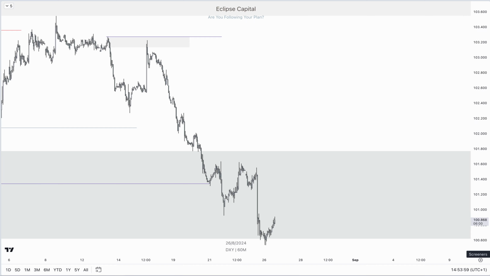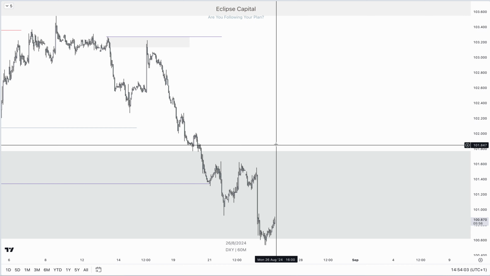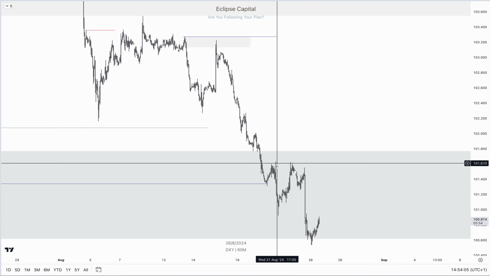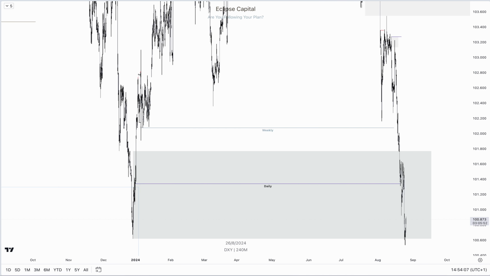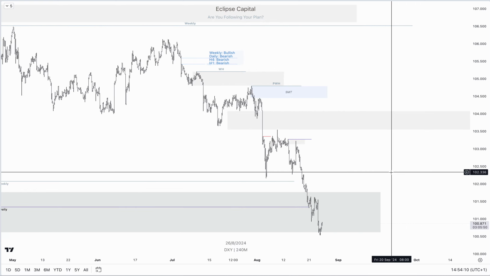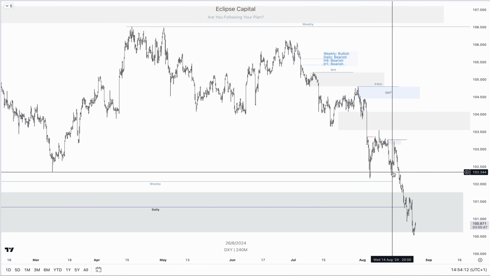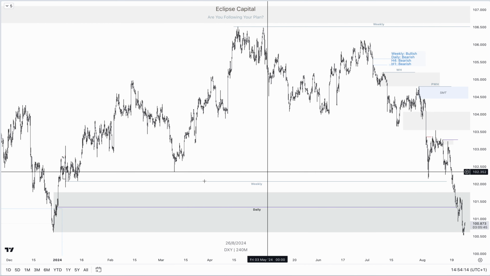So without wasting too much time, let's get on to the DXY. Now, last week, what we analyzed was that the DXY, we were looking for some sort of a corrective move to the upside, a counter trend move.